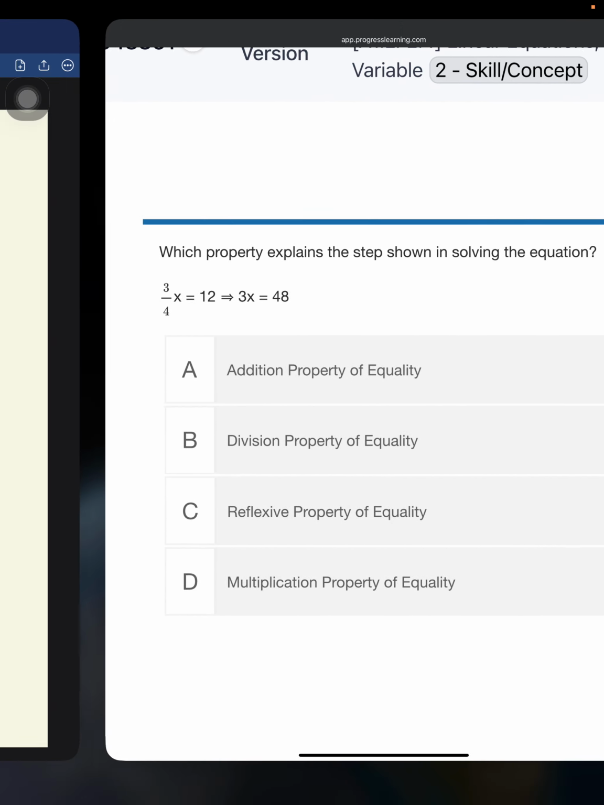To do this, let's write the equation first, which is 3/4 x equal 12. Something happened on this side to make it 3x equal 48. In this equation, let's start with the fraction 3/4.